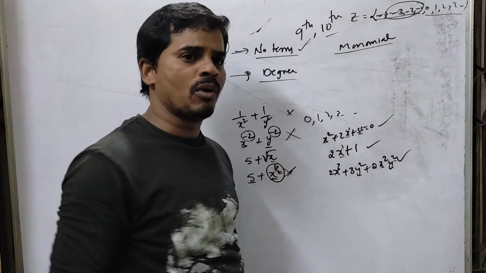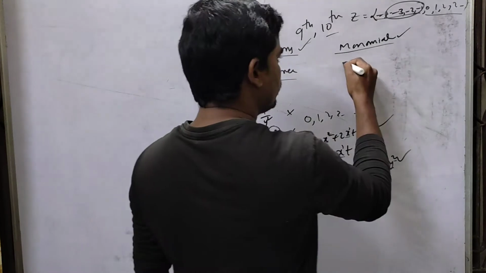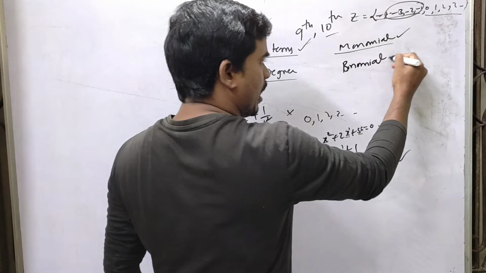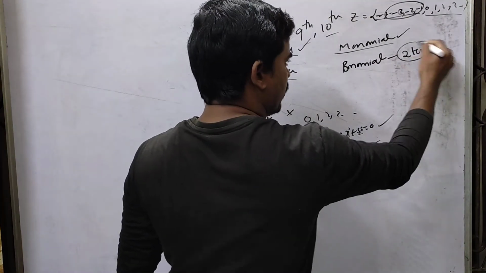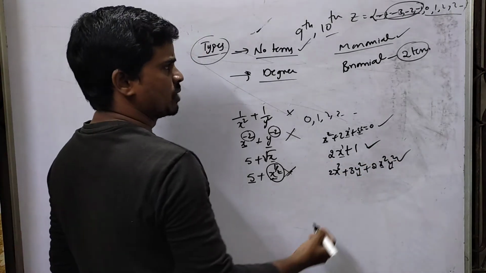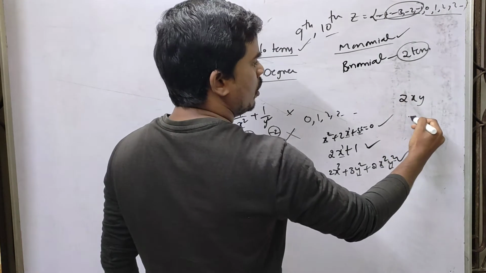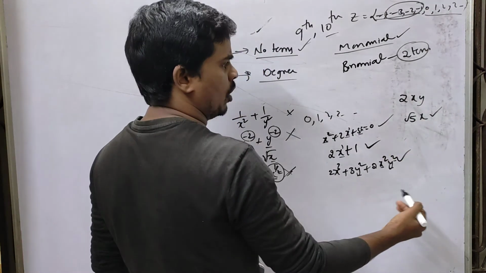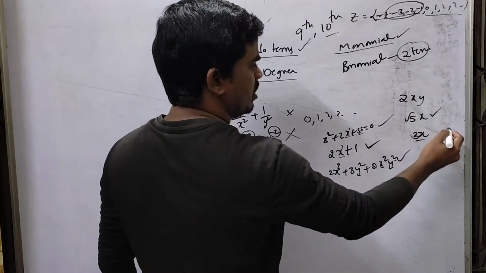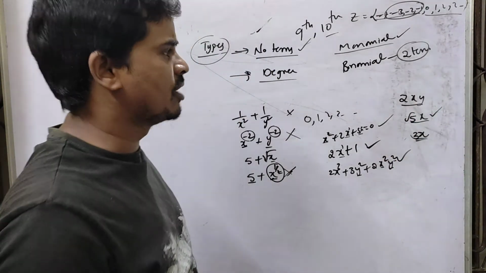Monomial means single term algebraic expressions or single term polynomials are called monomial. And binomial: if the number of terms is 2, it's called binomial. See, 2x plus 1 is a binomial. Monomial means 2xy is a monomial. Root 5x is a monomial. 3x is a monomial. So these are the single term polynomials. So these are the monomials.